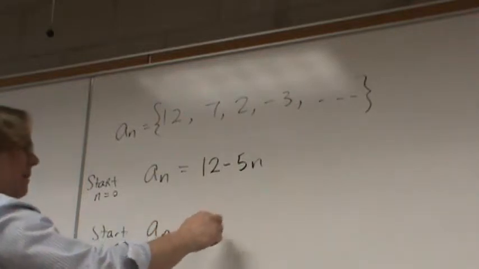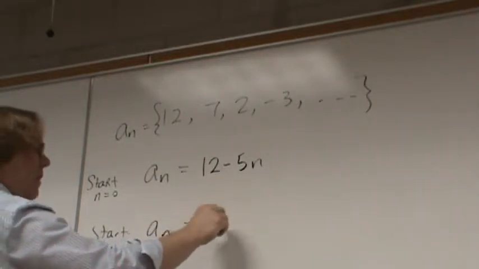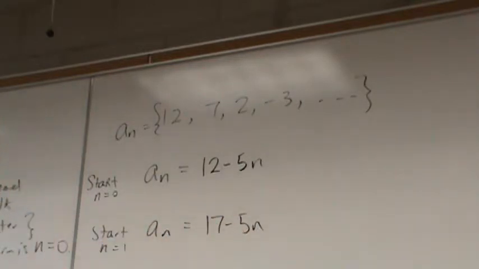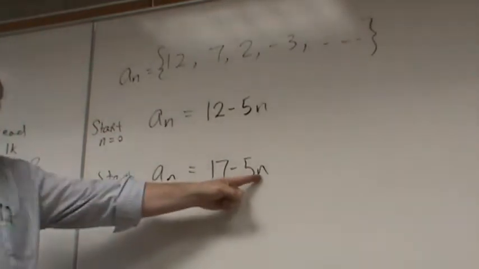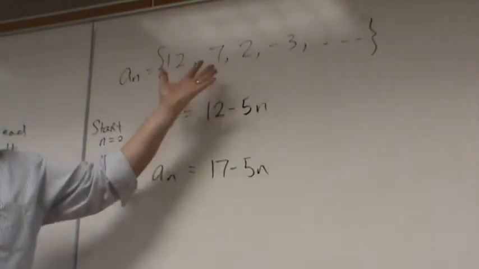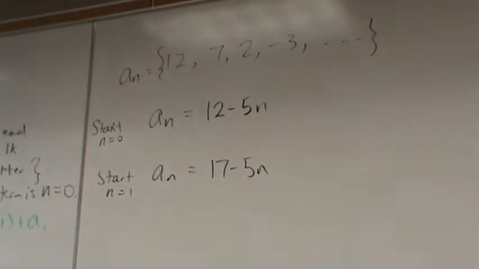And how about this guy? 17 minus 5n. Good. And I really prefer this. I absolutely hate this form. You know, I way prefer this. Just use your cleverness. You know it's going to be negative 5 times n because your d is negative 5. And then just use your cleverness to figure out that guy.